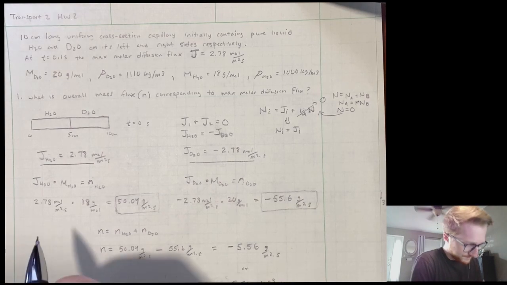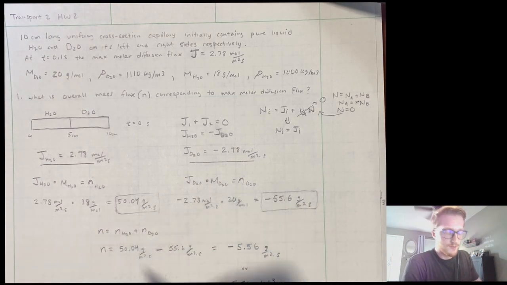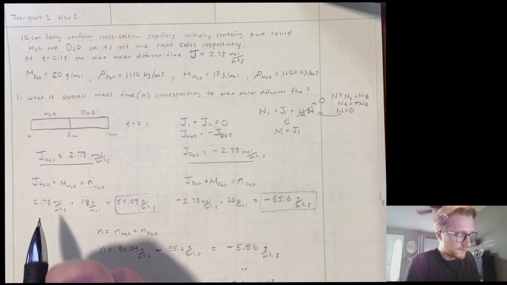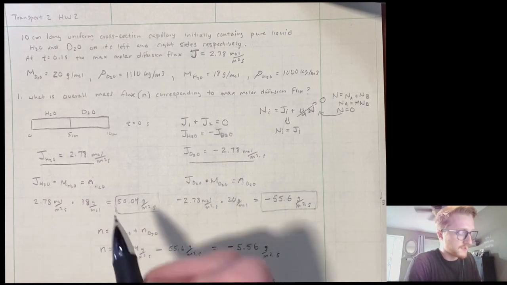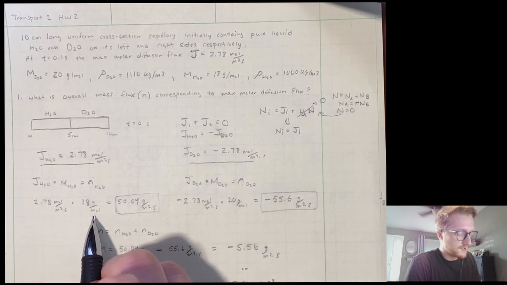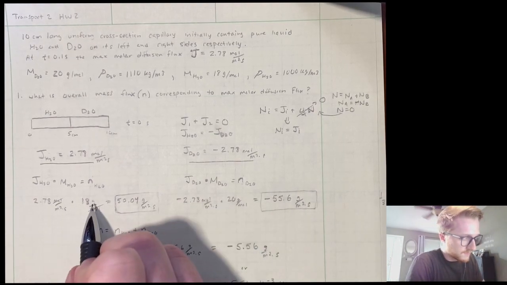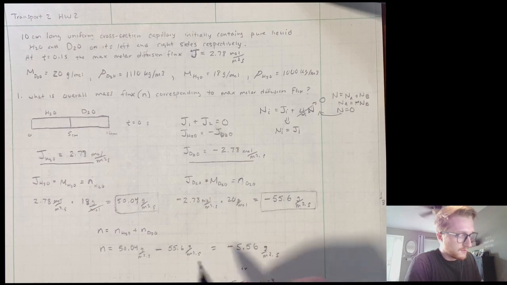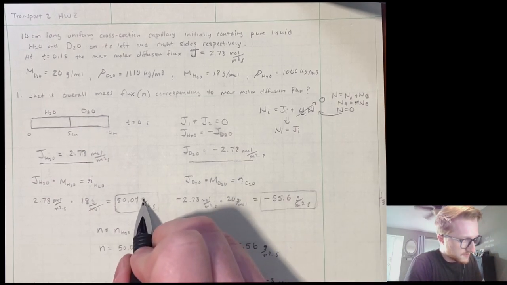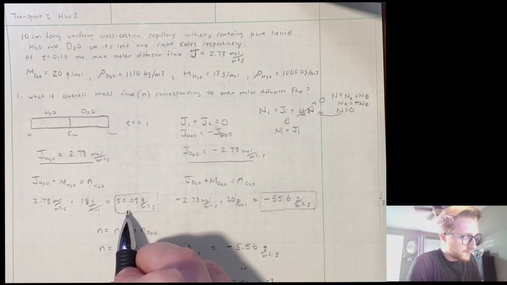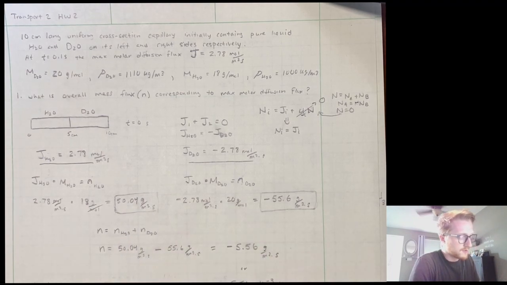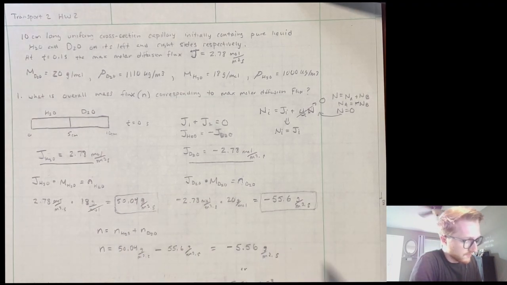in order to get the mass flux of water. So if we plug in our numbers that we were given, we have the molar diffusive flux is 2.78 moles per meter squared second times the molecular weight of water, 18 grams per mole, and therefore these cancel out the moles, and you're left with grams per meter squared second, which is your mass flux. So you're left with 50.04 grams per meter squared second is your mass flux of water.